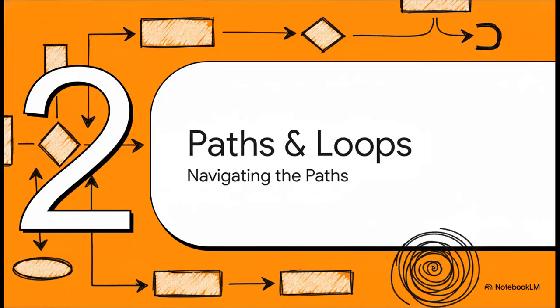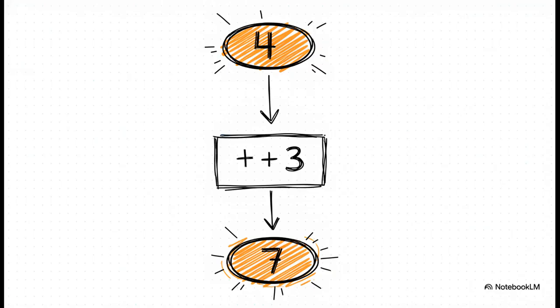Moving right along to Section 2. Sequences, decisions, and loops. Navigating the paths. Imagine a super basic sequence with me. Let's say our starting variable, num, starts out at 4. The very next process box tells us to add 3 to num. Boom. It immediately becomes 7. Then, an output box tells us to display it. So our final output is just 7. It's fast, it's energetic. A basic sequence like this just follows one straight, non-branching path from start to finish.